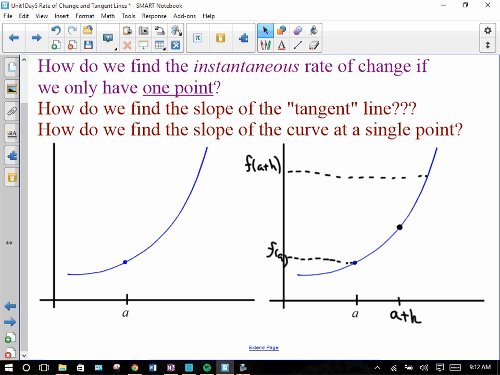So then we said, if we had it up here initially, we would have a secant line that looked like this. You have a line that looks like that.